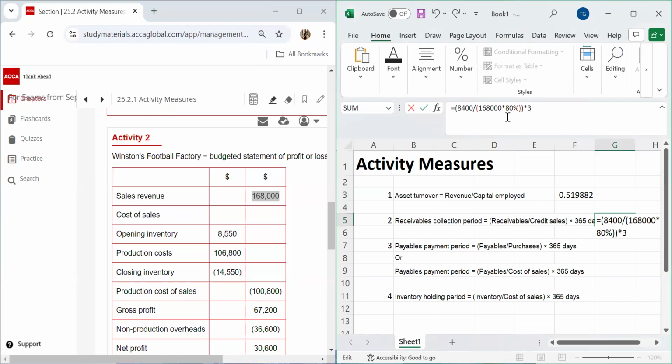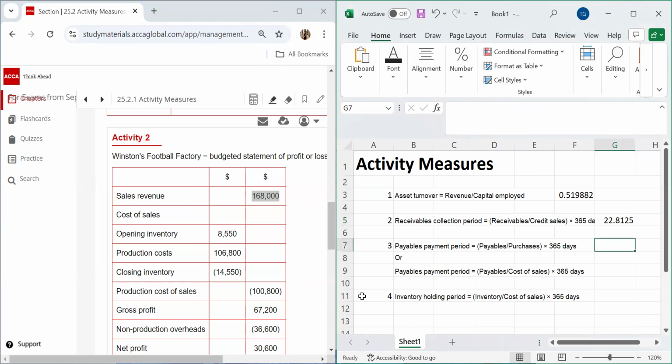Now I have to multiply this by 365 to find out the number of days. So this gives me roughly 22.8 days. Now the interpretation of it is that we are taking 22.8 days, roughly 23 days, to collect a payment from our customers.